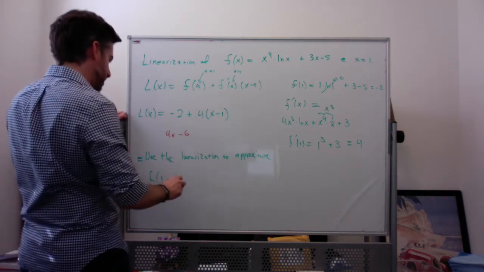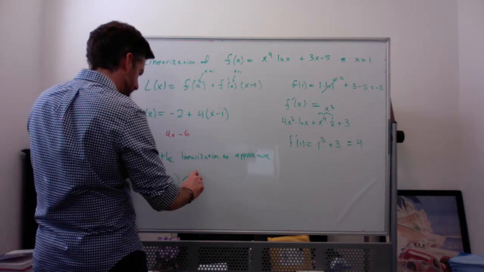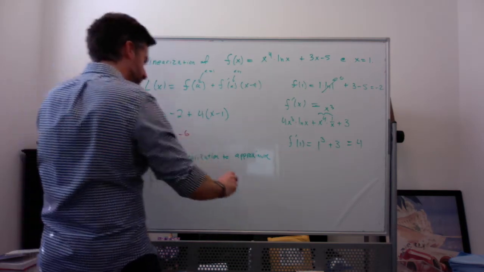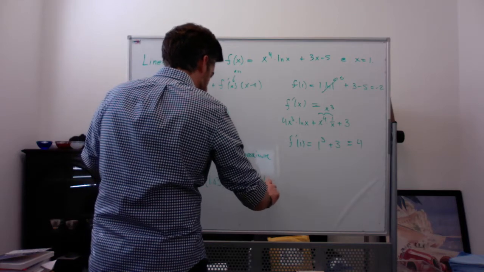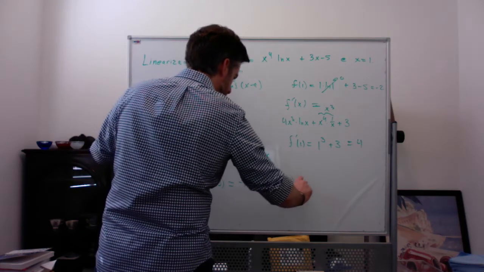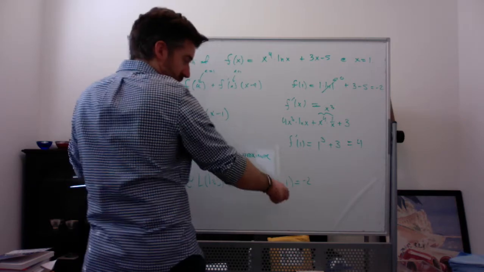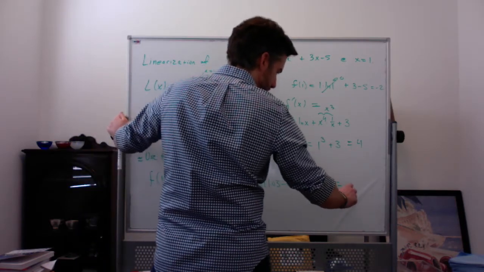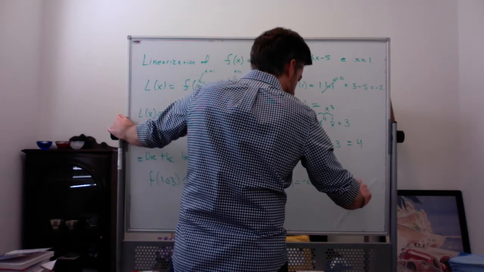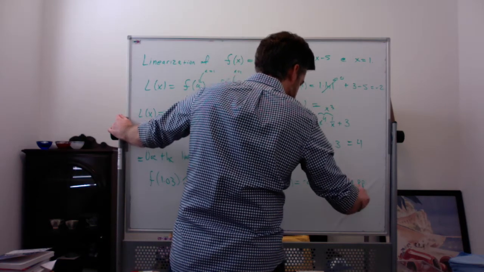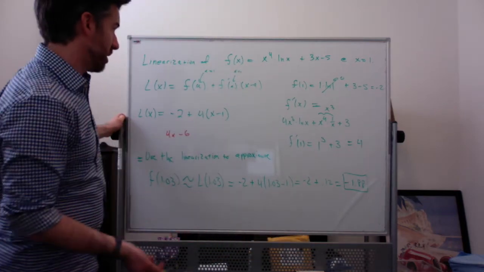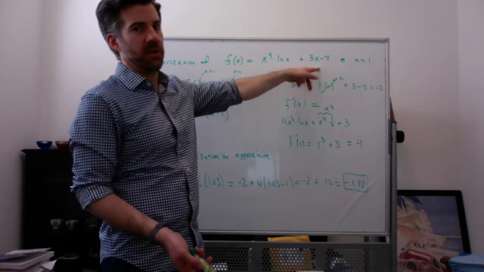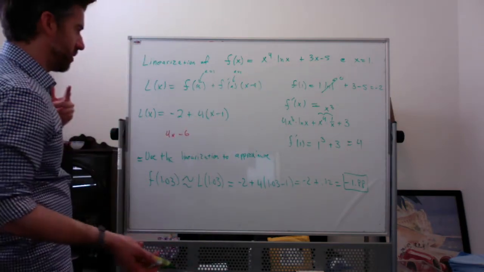If I want to evaluate this at 1.03, it's approximately the linearization at 1.03, which is negative 2 plus 4 times 1.03 minus 1, which is negative 2 plus 4 times 0.03, which is 0.12. So negative 2 plus 0.12 is negative 1.88. I'm not going to plug it in, but you can check on the calculator: 1.03 to the fourth times natural log 1.03 plus 3 times 1.03 minus 5 would probably be pretty close to that.